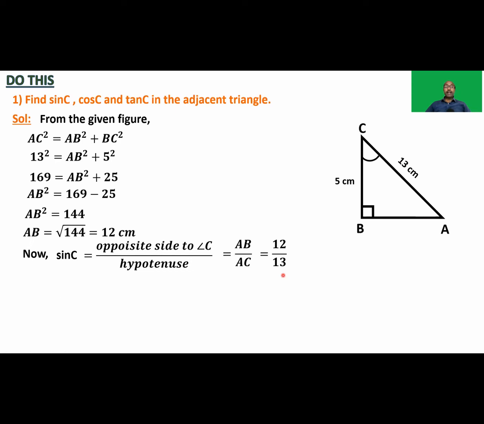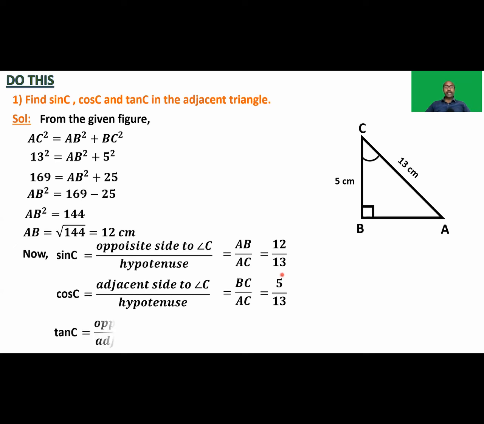And similarly, cos C. Cos C is equal to adjacent side to angle C by hypotenuse. That is BC by AC. So here we have BC is equal to 5 and AC as 13. So 5 by 13. And similarly, tan C is equal to opposite side to angle C by adjacent side to angle C. So that is AB by BC and is equal to 12 by 5. So that's all, students. So like this, we can solve this type of problems.